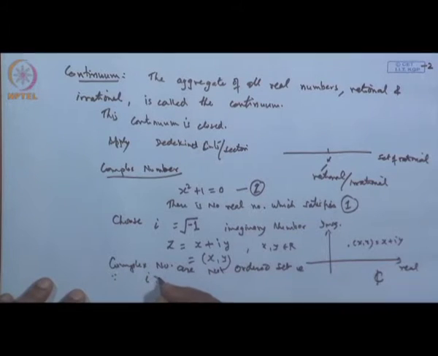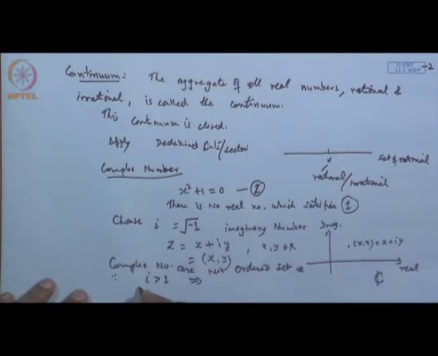Except when equal to, of course: when you say Z 1 is equal to Z 2, we assume the real part is equal to real, imaginary part is equal to imaginary. But otherwise, greater than or less than will not be defined. In fact, we do a contradiction. Suppose there is an ordering defined, suppose i is greater than 1. i is a complex number, 1 is also a complex number, because 1 can be written as 1 plus i0. Then what happens? i greater than 1 means you are assuming i to be a positive quantity.